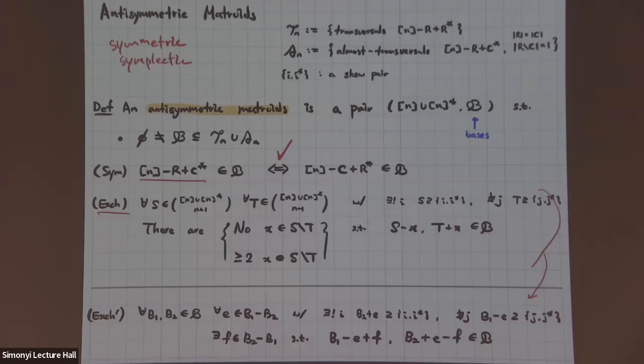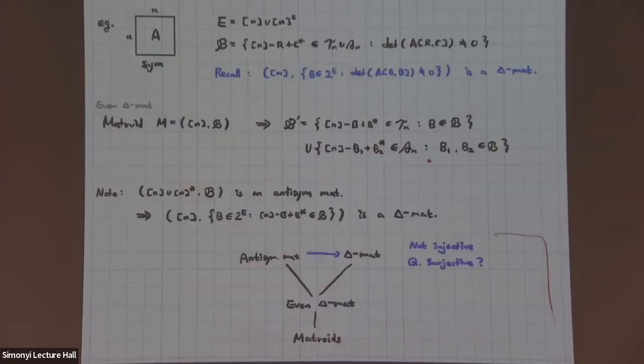Okay, so maybe let's go, since there's an answer about the last question. For the representable case, you can easily check this, and without the representable case, we can always obtain a delta matroid from the antisymmetric matroid. Not only this: if we have some matroid, then we can also always construct a suitable antisymmetric matroid.